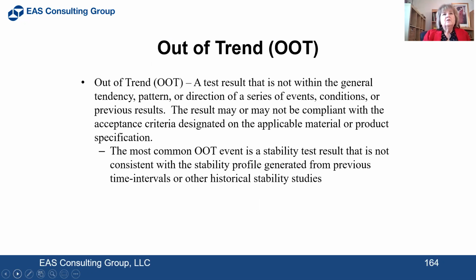Out of trend, or OOT, is a test result that is not within the general tendency, pattern, or direction of a series of events, conditions, or previous results. The result may or may not be compliant with the acceptance criteria designated on the applicable material or product specification. The most common OOT event is a stability test result that is not consistent with the stability profile generated from previous time intervals or from other historical stability studies.